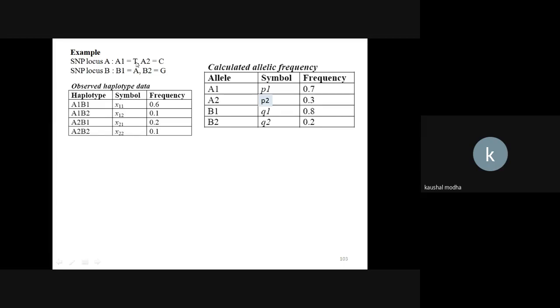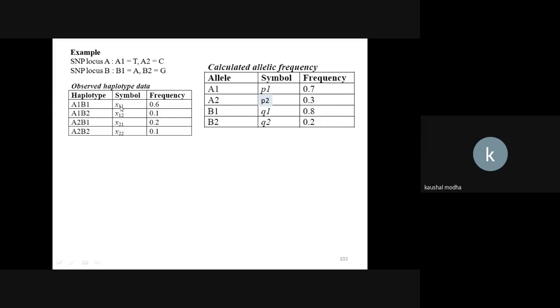A1 means thymine is present. A2 means at that place in the A2 allele of this locus, cytosine is present. We have another locus, B1 and B2 are the SNP alleles of that locus. So let us consider haplotype frequency judged by any method to detect the polymorphism. Let us say by the GBS approach. By genotyping by sequencing, we could know the allelic status of all these haplotypes present in a population.